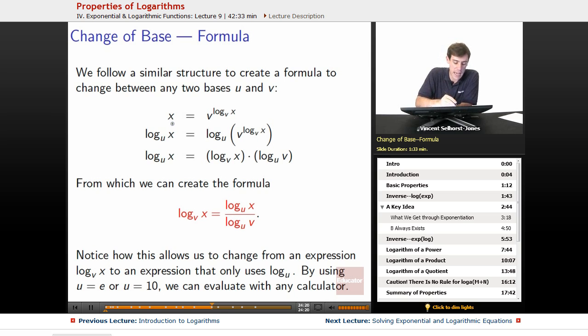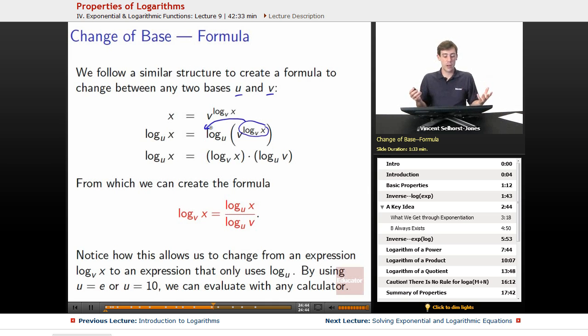So if we start off as x equals v to the log base v of x, which we know is true because of inverses, then we could once again take a log on both sides, and we'll take log base u because we want to get v and u. We want to get both of those logs into action. So we take log u on both sides, and then we can bring this down in front because it's an exponent, and we've got log base u of x equals log base v of x times log base u of v.